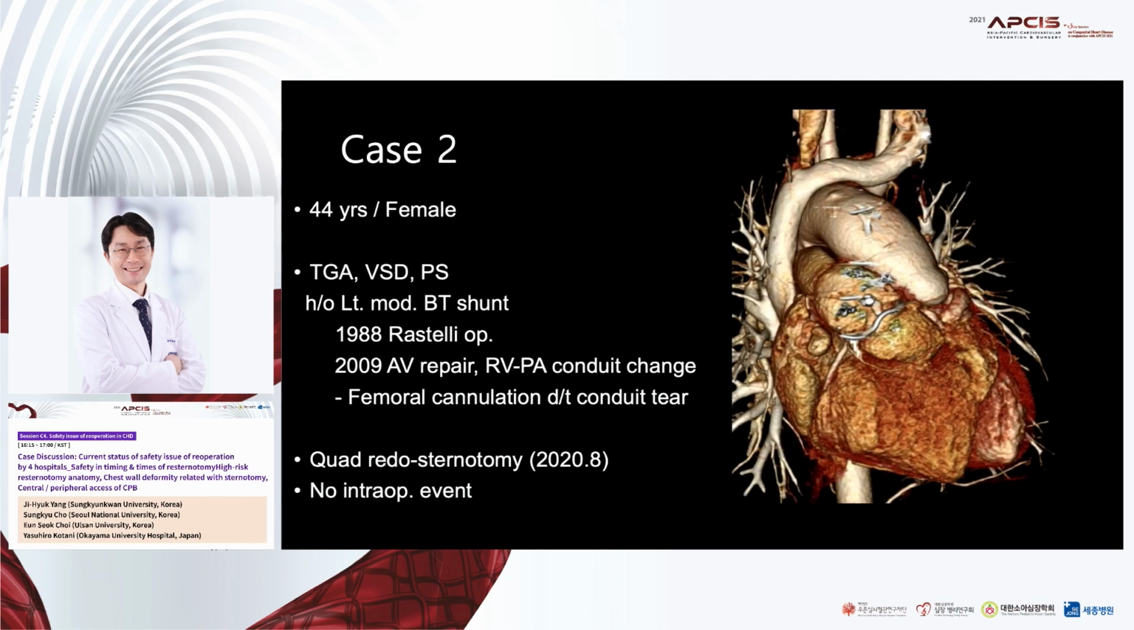Next case is a 44-year-old female with TGA, VSD, PS. She had a history of left BT shunt, Rastelli operation, and aortic valve repair, RVPA conduit change. She underwent quad redo sternotomy. Fortunately, there was no event during sternotomy.